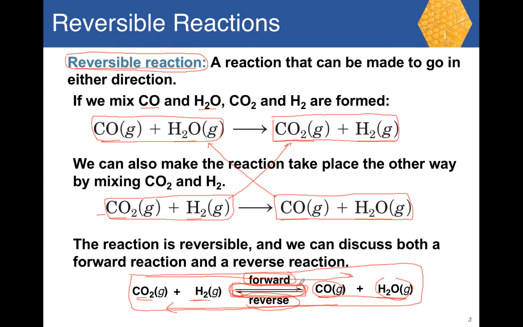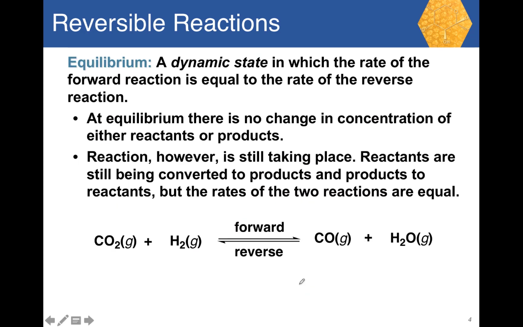So let us conclude what we've learned from this. An equilibrium here is called a dynamic equilibrium. Why? Because if you mix carbon dioxide and hydrogen, after some time, you will get carbon monoxide and water. And after some time, the concentration of carbon dioxide, hydrogen, carbon monoxide and water will be constant.